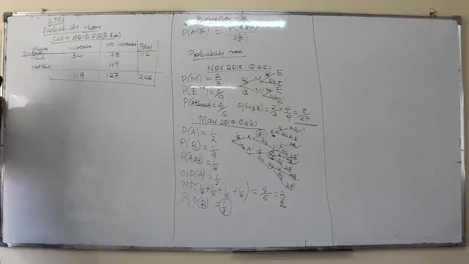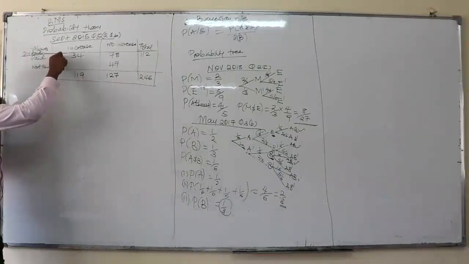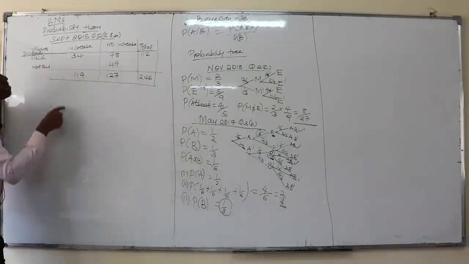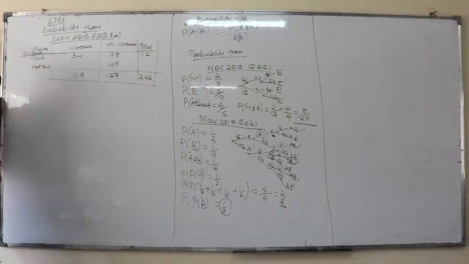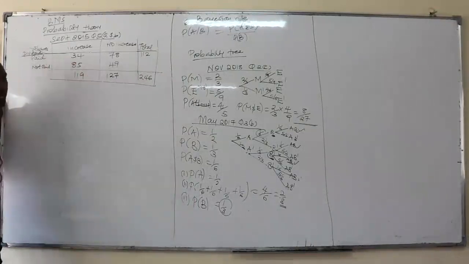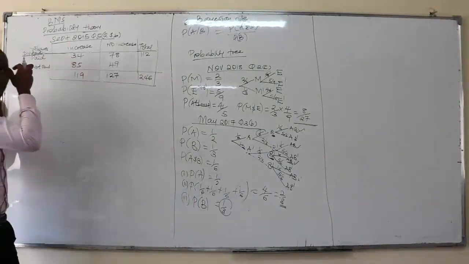119. These are the ones that had an increase in price, and the dividend was either paid or not paid. So we can get the ones where the dividend was not paid but the shares increased in price. So it is 119 minus 34, which gives you 85. So 85 plus 49, you get the ones that had no dividend paid.